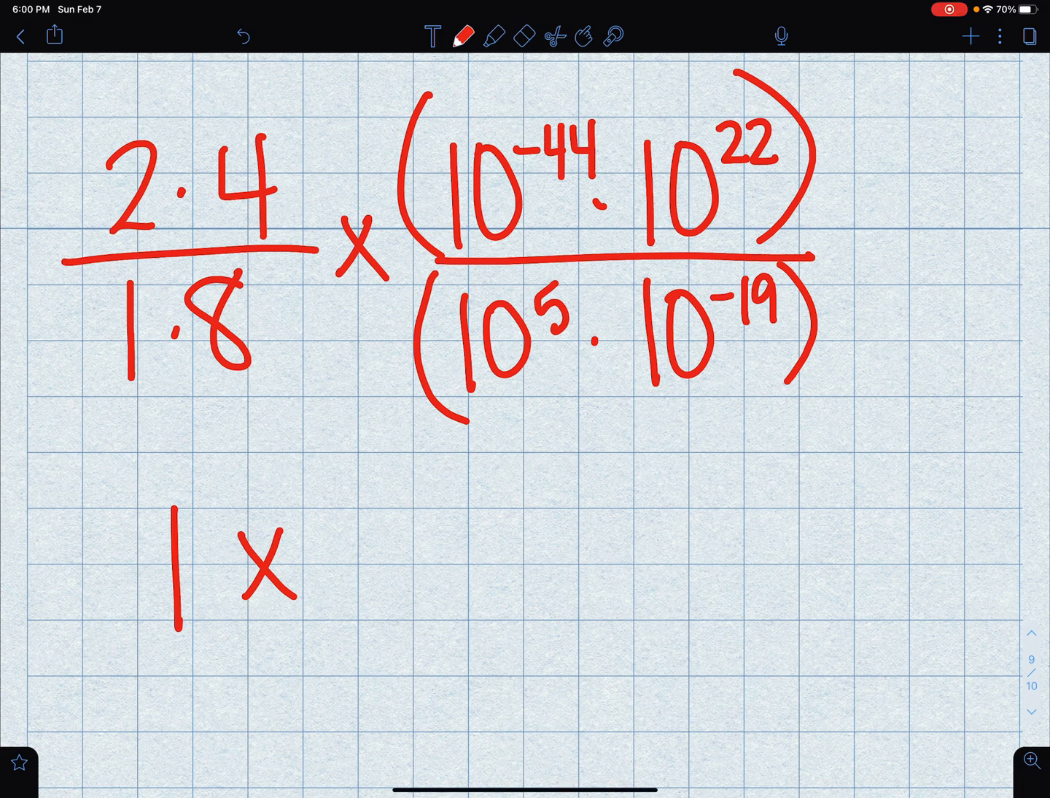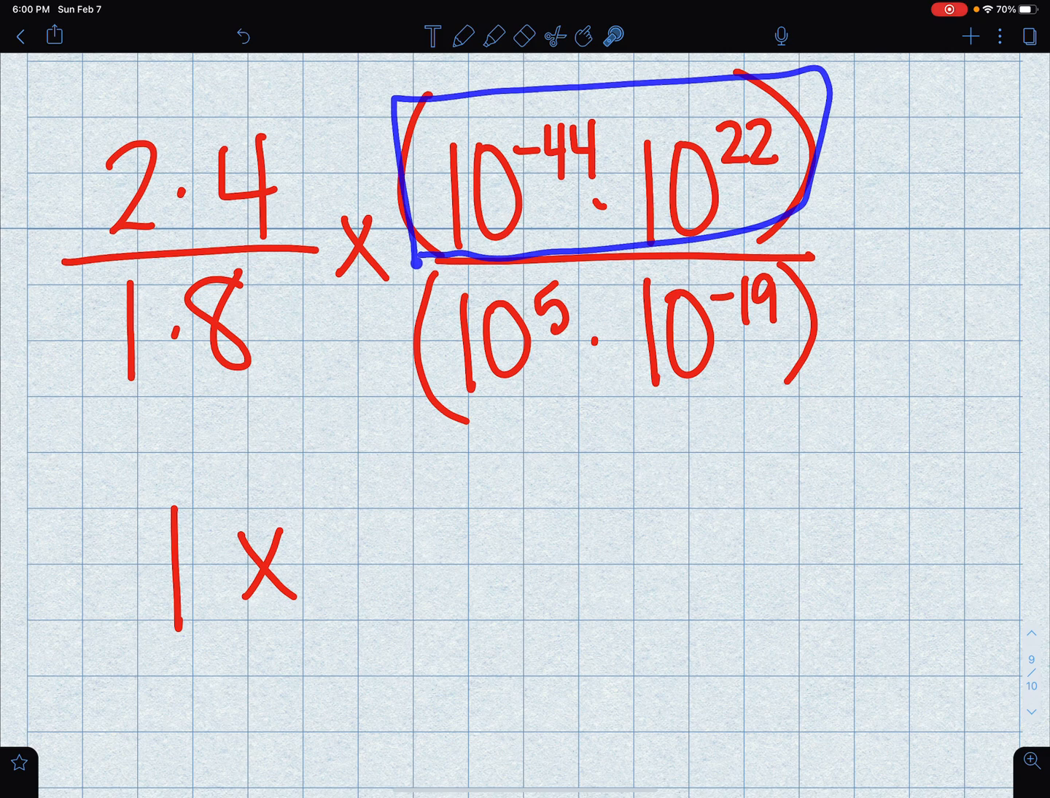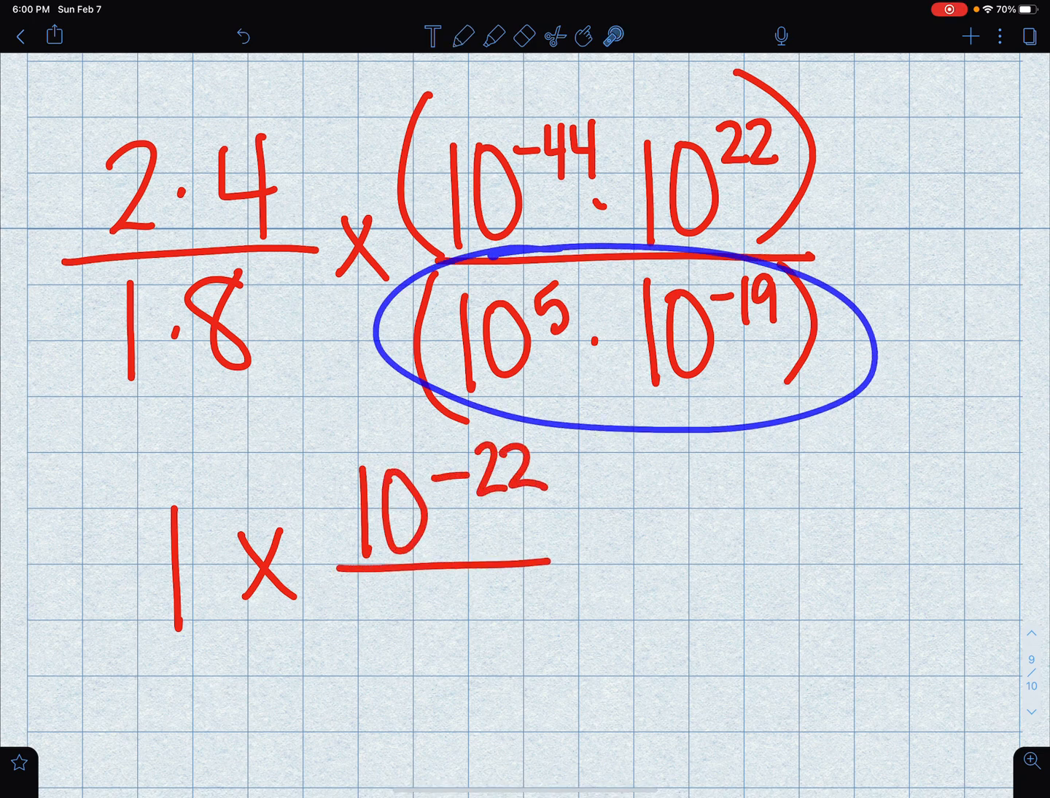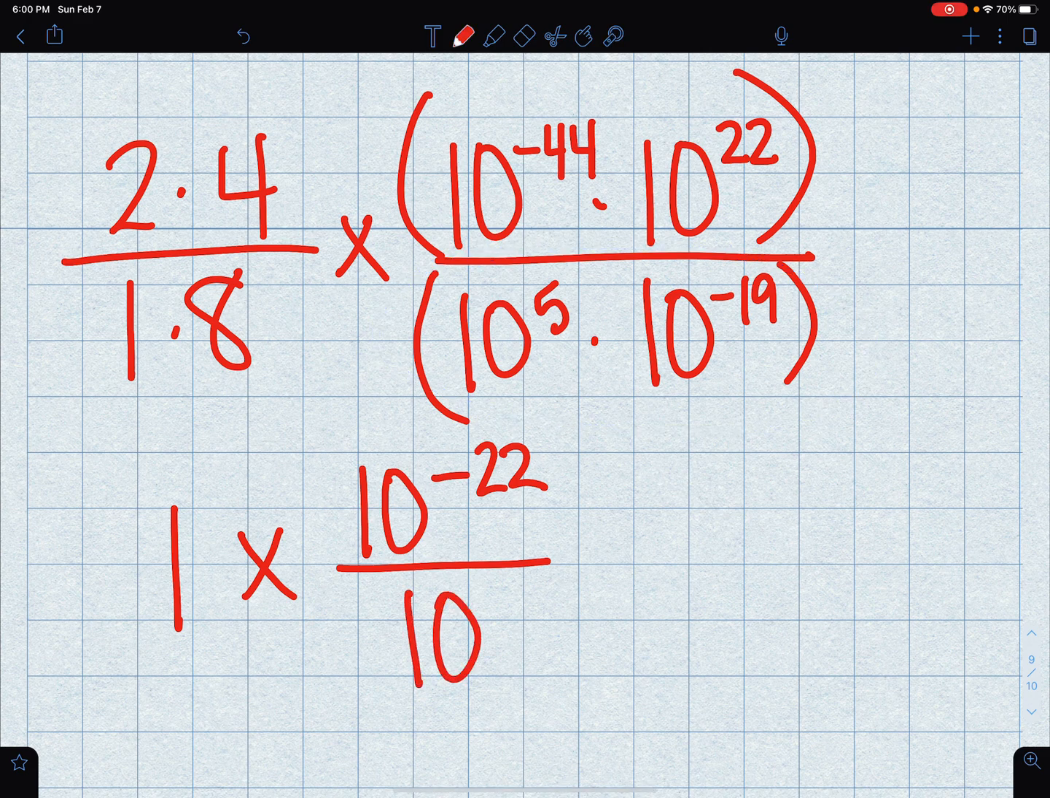Okay, now let's tackle this monster. When we multiply, we are adding exponents. So negative 44 plus 22 is just going to be negative 22 now. So we've got 10 to the negative 22 on top. What about this? When we multiply numbers, we are adding their exponents. 5 plus minus 19. And you get 10 to the minus 14.